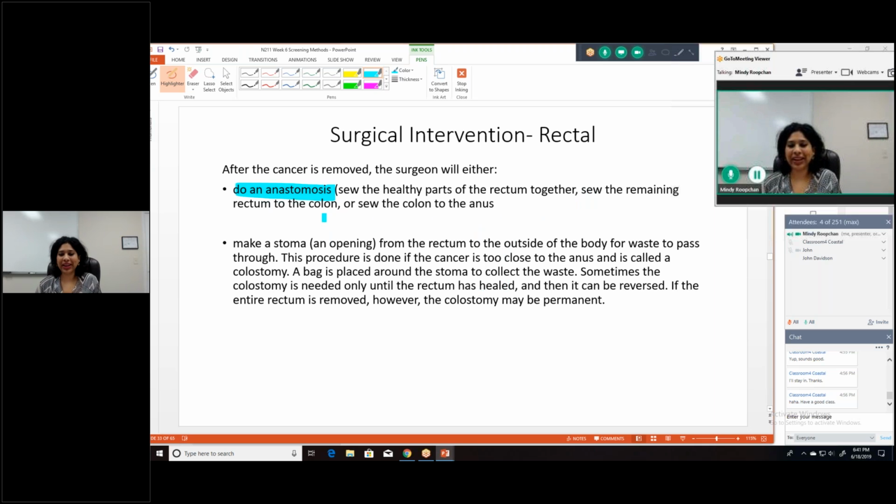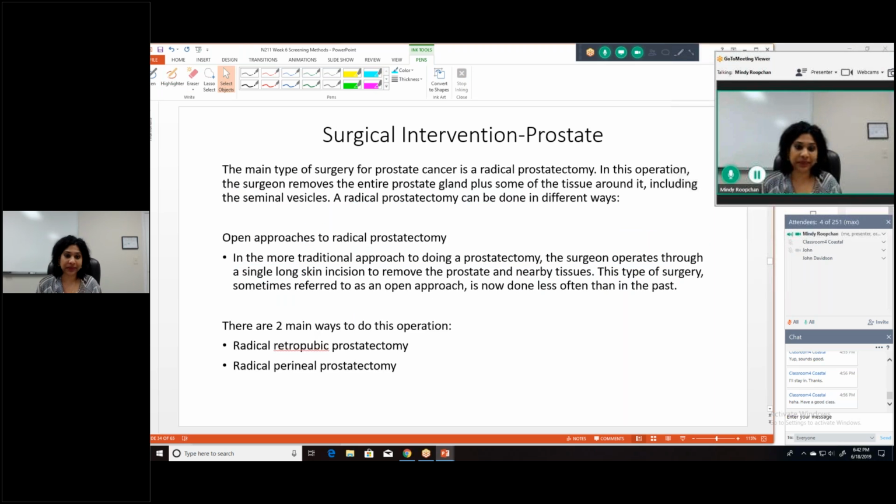They sew the remaining area back, the rectum to the colon, or they sew the colon to the anus. They make a stoma. So from the rectum to the outside of the body, this is so waste can come out. This procedure is done if the cancer is too close to the anus. It's called a colostomy. They put the bag. Sometimes, like I said, it can be reversed unless the entire rectum is removed. Then it's permanent at that point.